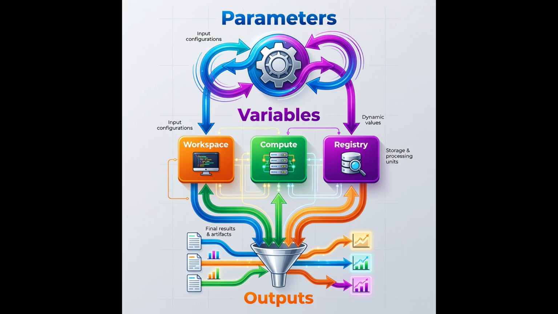Parameter files separate environment-specific config from the template. Your dev parameter file sets small VM sizes, 0 minimum cluster nodes, and public network access enabled. Your prod parameter file sets GPU VM sizes, reserved compute, and public network access disabled with private endpoint configuration. Same template, 2 environments, 2 parameter files.